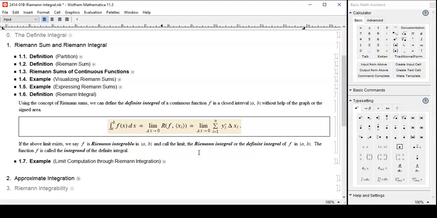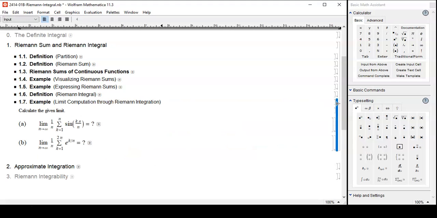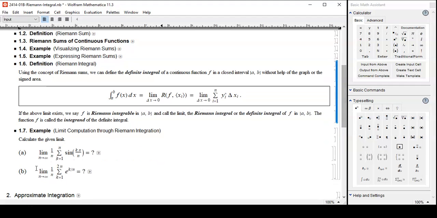Okay, we talked about Riemann integrability and what is the Riemann integral. All right. Let's consider an application. Here's a big one. Calculate the given limit. Believe it or not, this is a Riemann integral. Let's compare this with that.